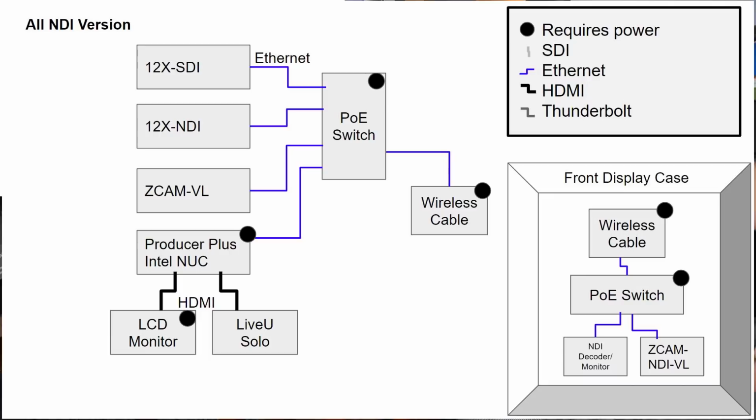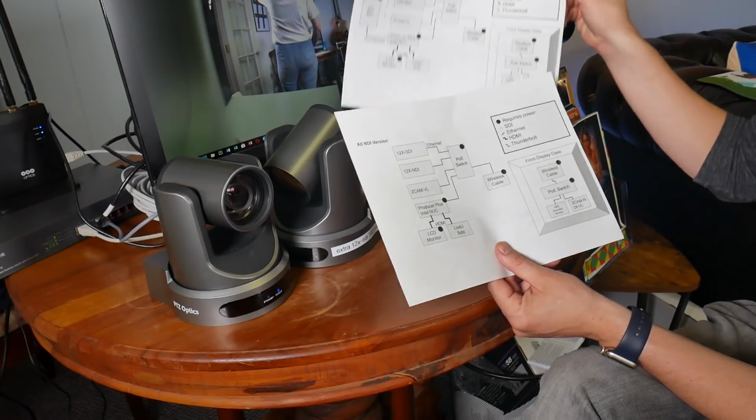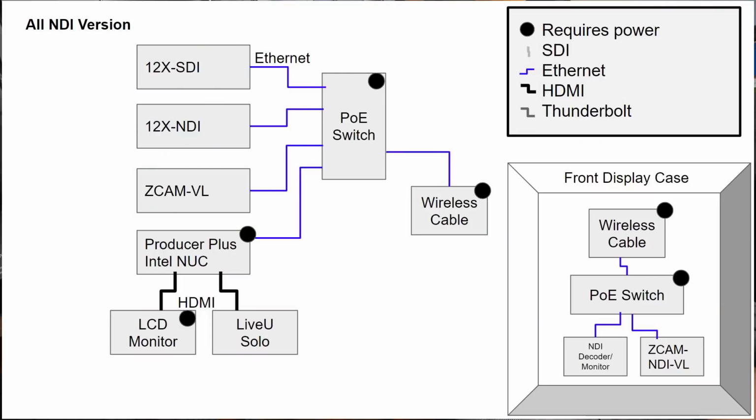Now, before we get any further, I want to show this. This is what I was originally going to do. I was going to run SDI to our producer kit box, which connects via Thunderbolt to our Intel NUC Skull Canyon, but I wanted to make this easier for myself, and I was thinking, geez, wouldn't it be so much easier if I just did everything over one PoE switch and then used the wireless cable to connect two PoE switches together? And let's go ahead and show that off now.